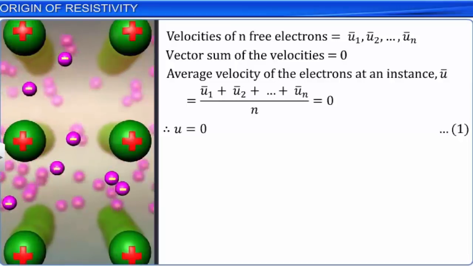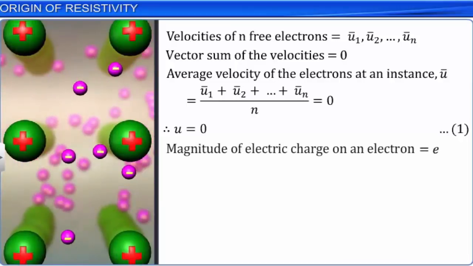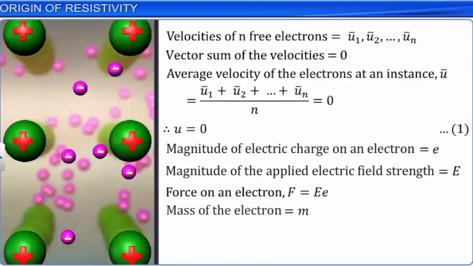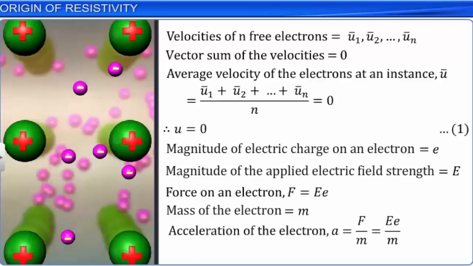If E is the magnitude of the applied electric field strength, the force on the electron, F, is equal to e into E. If m is the mass of the electron, then the acceleration of the electron, a, is equal to the ratio F to m, which is equal to e into E by m. Let this be equation 2. Due to the acceleration, the free electrons gain velocity and hence kinetic energy.